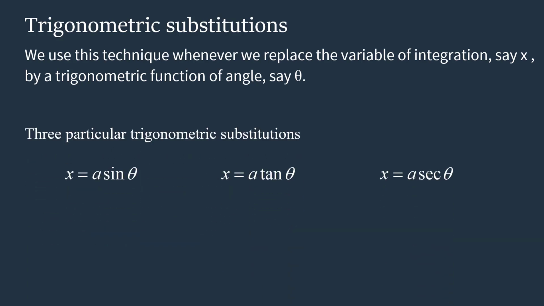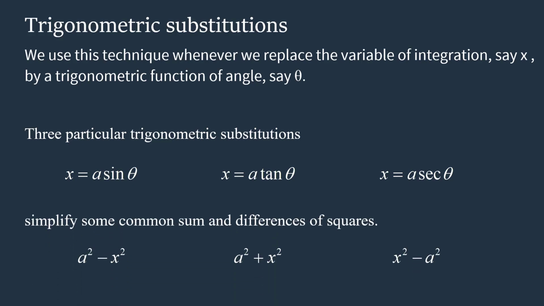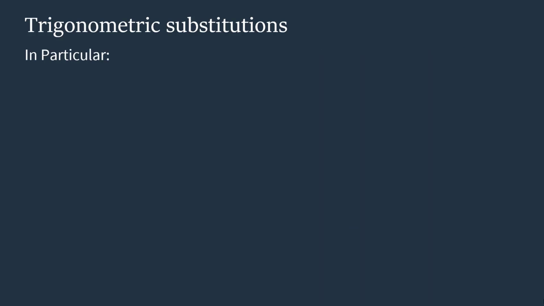Now, the typical substitutions are x is a times sine of the angle, tangent of the angle, or secant of the angle, and they are particularly used in the cases where you see one of these three forms present in the integrand. So you see a sum or difference of squares of x squared and a squared. In particular, and to make the correspondence between the substitution and when it's used very obvious, consider when x is a times the sine of theta.